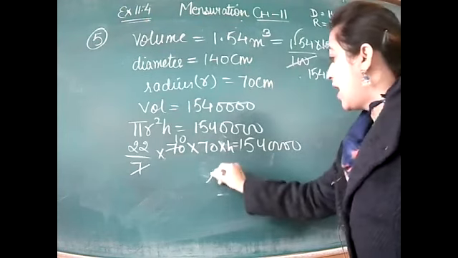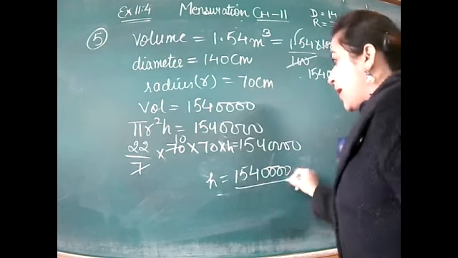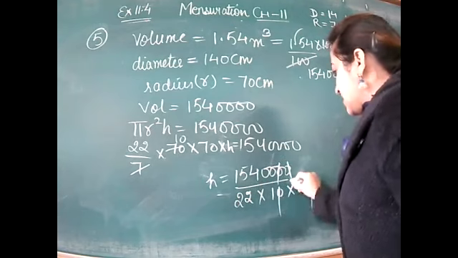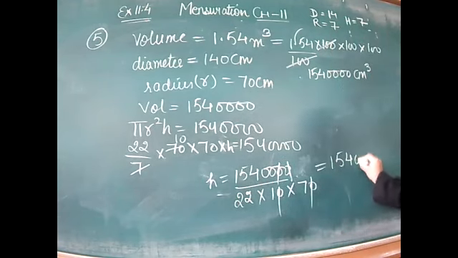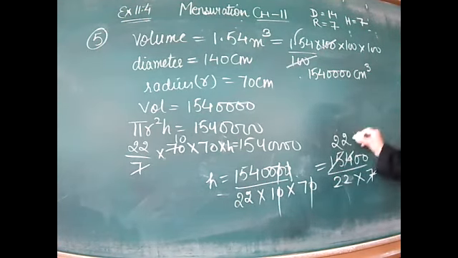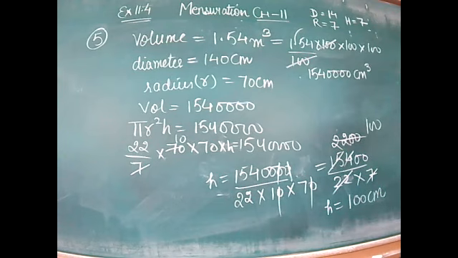So when you solve this, height is equal to 154 with 4 zeros divided by 22 into 10 into 70. 2 zeros will cancel out. We are left with 15400 over 22 upon 7. 7 2s are 14, 7 2s are 14, 00. Cancel it out, you will get h as 100 centimeter. So height is 100 centimeter.